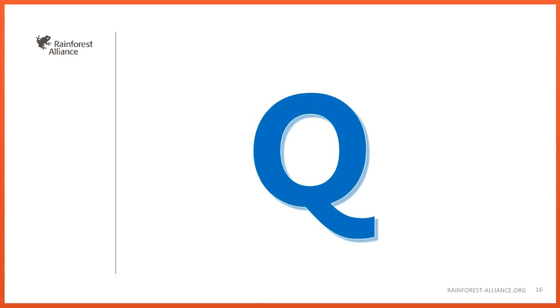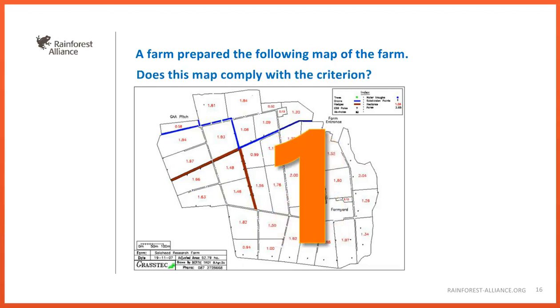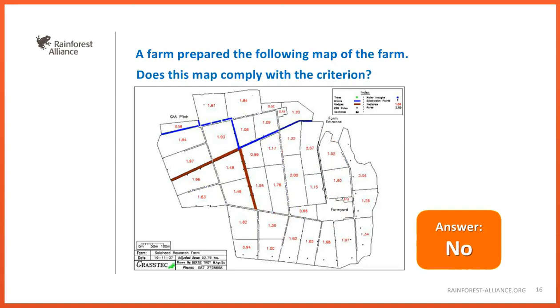Let us do some quizzes to confirm your understanding of the topics in this session. A farm prepared the following map of the farm. Does this map comply with the criterion? The answer is no. This farm map looks very nice and accurate, but only the production plots are indicated. For example, this farm does not indicate what is in the surrounding areas. You need to create a comprehensive map that includes all the information, such as natural ecosystems, roads, infrastructure on the farm, and its surrounding areas.